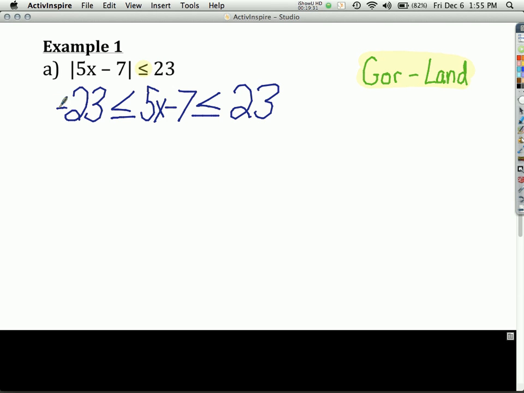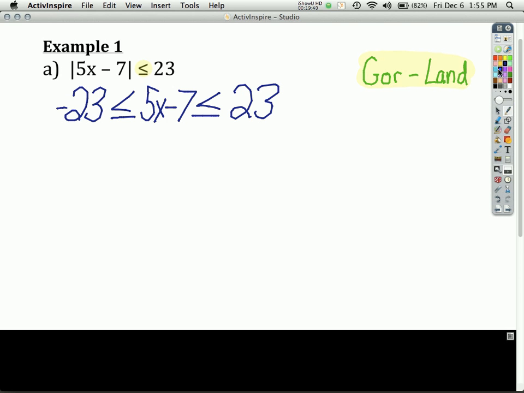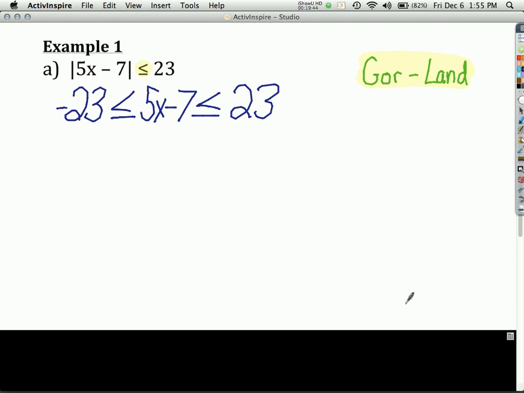Now we have it set up as a compound inequality. Now we solve it the way you learned a couple of weeks ago. So how do we solve? What's the first thing we do? Tristan? Good. Add 7 to all sides.